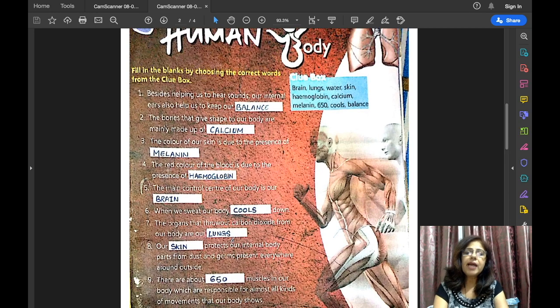Number 4, the red color of the blood is due to the presence of hemoglobin. So why is the color of blood red? It is due to the presence of hemoglobin in our body.